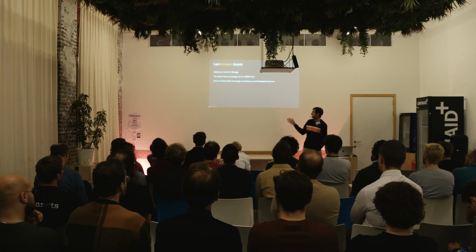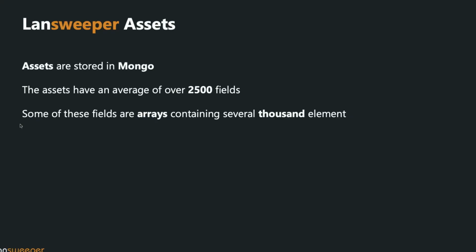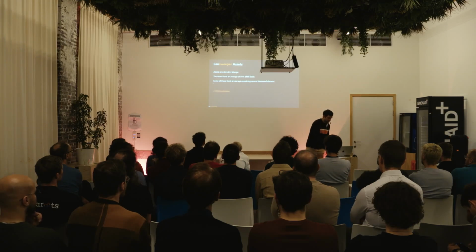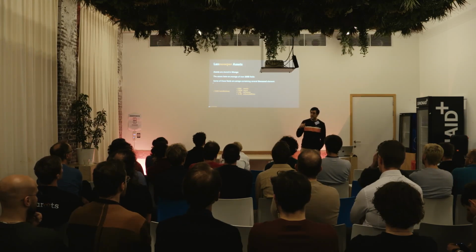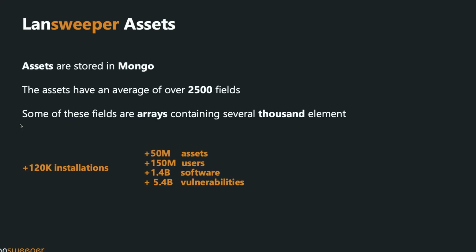So the complexity: assets are stored in Mongo. Assets have an average of almost 3,000 fields, really. And some of those fields are very complex arrays. We are talking, for instance, about software arrays with thousands of elements. And we have 120K installations pushing data to our cloud. So today we have 50 million assets, 150 million users, 1.4 billion software entries, and 5.5 billion vulnerabilities. This is the data we need to analyze. And it's in Mongo, so not good for analytics.